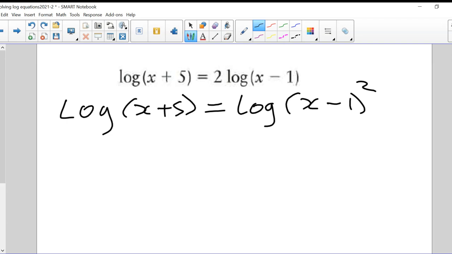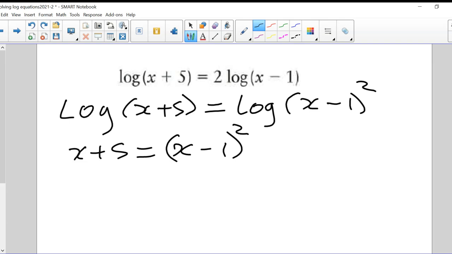So now we can drop the logs. I think Jeremy just said that a while ago. So it means that x plus 5 is actually equal to x minus 1 squared. Well, that certainly is not a solution. So what do I do now? That's not a solution. I still don't know what x is.